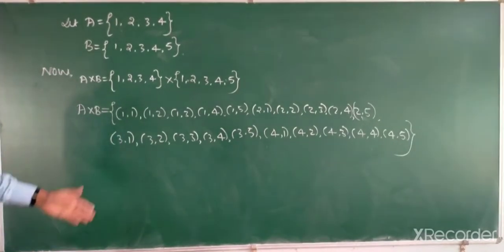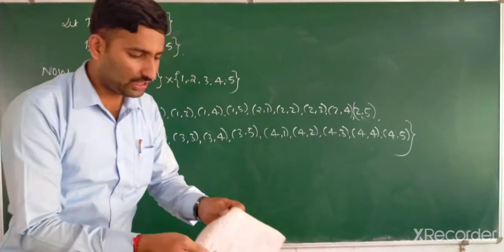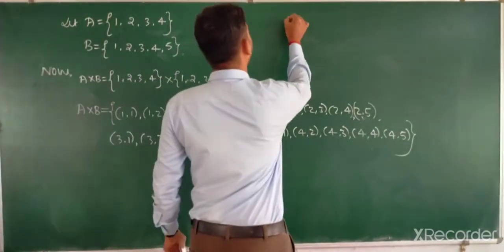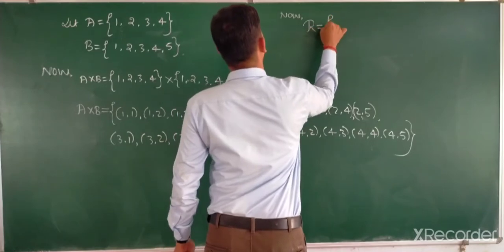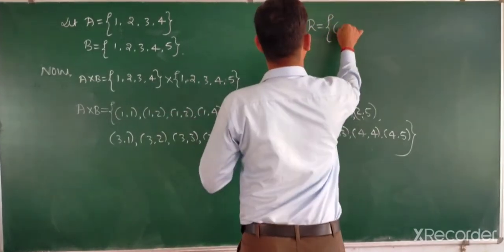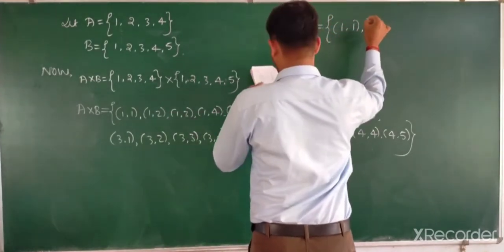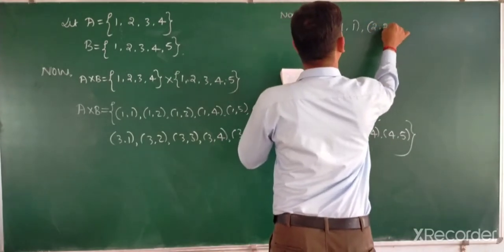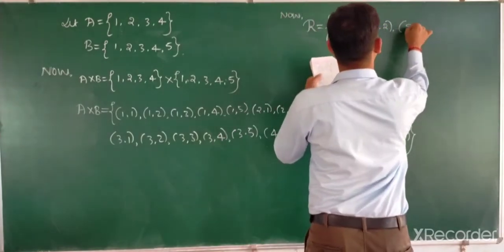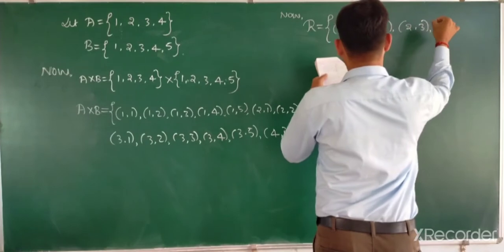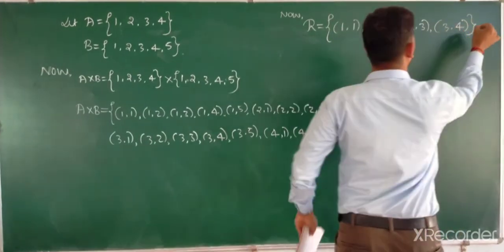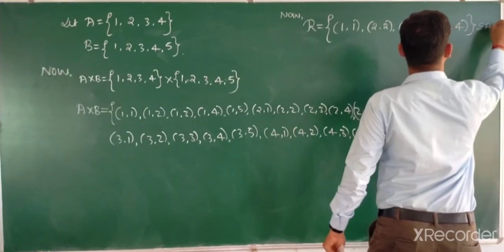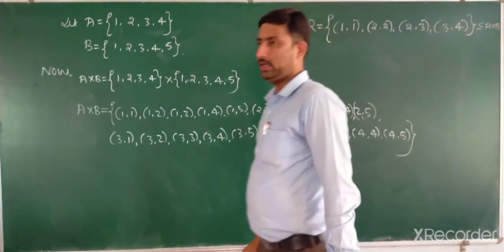Then what is the relation? Here they have given a relation R as R equal to (1,1), after that (2,2), after that (2,3), after that (3,4), which is a subset of A cross B, correct? Which is a subset of A cross B.